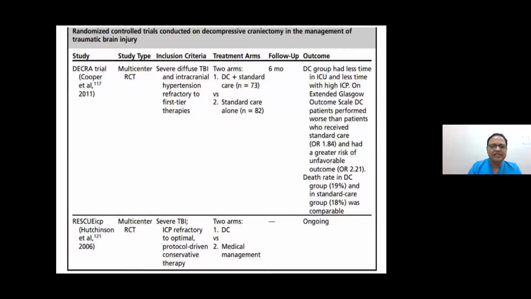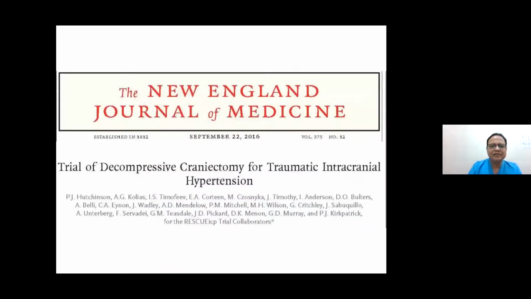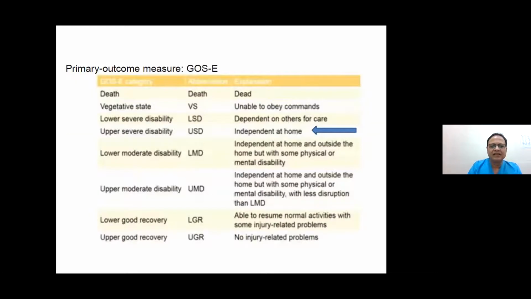But then another trial, the RESCUE trial, which started in 2006 and was published in 2016. RESCUE is the Randomized Evaluation of Surgery with Craniectomy for Uncontrolled Elevation of ICP. They did the study for 10 years and published in 2016. They analyzed the outcome using the Glasgow Outcome Scale, where independent at home is taken as the upper severe disability. So if somebody is independent at home following surgery, one has to take it as a good outcome, whereas vegetative state or severely dependent on others is not taken as a good outcome.